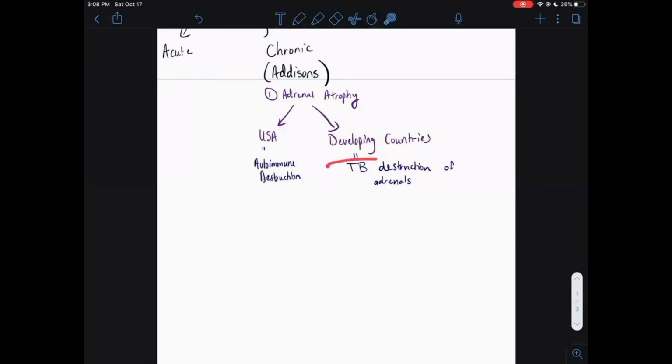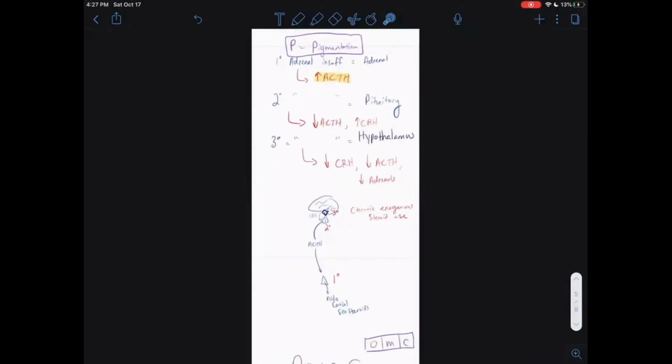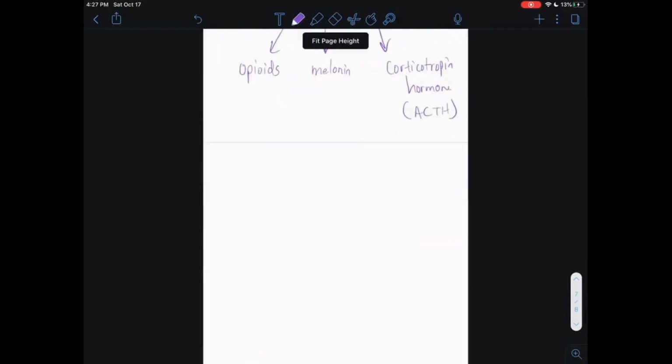And so with that, you can assume that it's tuberculosis that caused the adrenals to get destroyed. So what do you do to treat Addison's disease, or if somebody comes in and they have adrenal crisis? All right, so let's talk treatment here. What's the big issue?